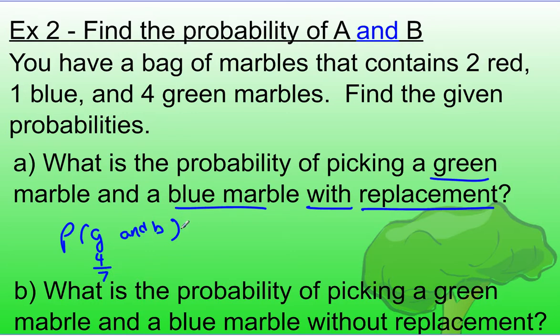Now, imagine I take 1 green marble out, I look at it, and I put it back in the container, back in the bag. So the chance of getting a blue marble is going to be 1 out of 7. There's still 7 marbles in that bag because I took 1 out and then I put it back. And because we have 2 different actions, you have to reach into that bag 2 different times, you're going to multiply those probabilities together and you get 4 out of 49. And that doesn't simplify.